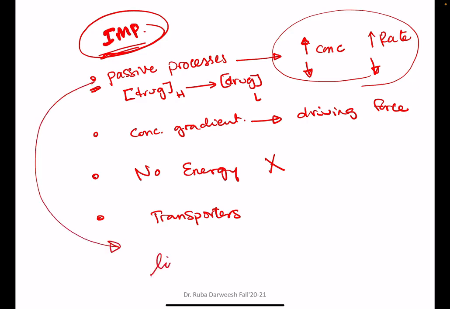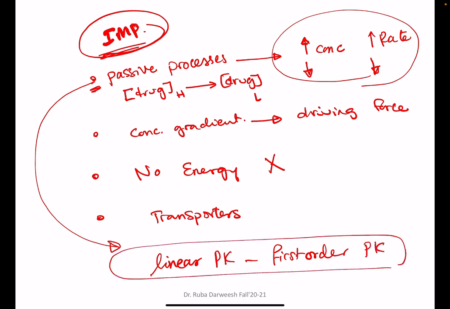About linear kinetic or first order kinetic. So this is what I usually kept telling you, just to keep in mind when we talk about first order kinetic. It's not always true, because if it's not first order or linear kinetic, if it's not a passive process, then it's an exception of the linear kinetic.